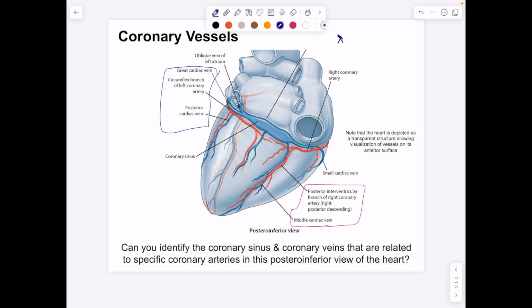Okay, back to the posterior side for coronary vessels. Can you find the coronary sinus? All right, we've already gone over that right there, and then the coronary veins related to particular arteries. So we have the great cardiac, which is associated with the circumflex branch of the left coronary, and then we have the posterior cardiac vein, which is branching off of the great cardiac vein, and then we're back to our posterior sulcus, and so we have the posterior interventricular branch of the right coronary artery to the right posterior descending, and then with that is the middle cardiac vein, and then we have the small cardiac vein coming around. All right, so not too bad.